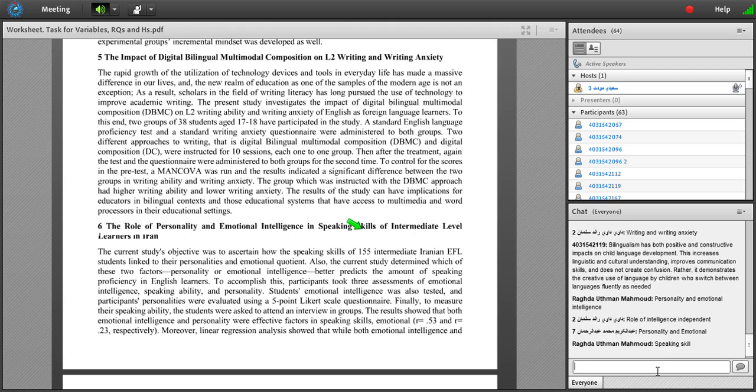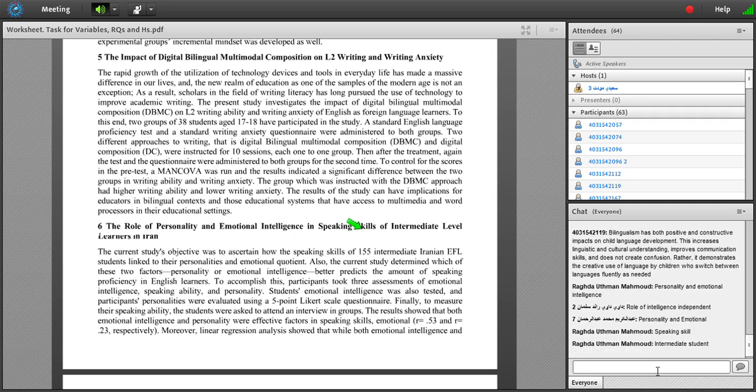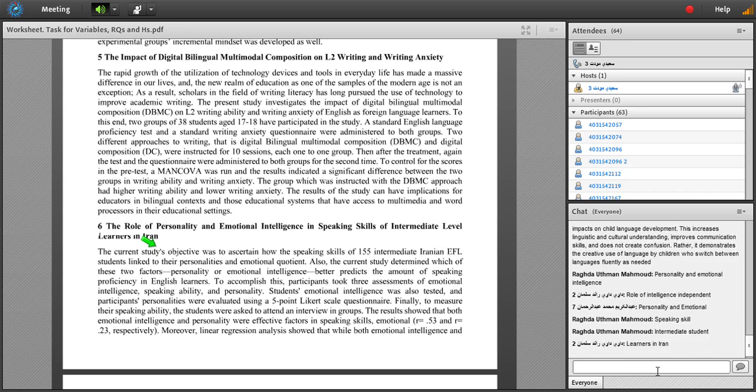That's right. Speaking skill is the dependent. Good. So, what about the control variables? Can you see control variables here? That's right. Great. So when we have intermediate level learners in Iran, it means that my students that participate in this research would be intermediate level, not advanced, not elementary, not beginner, and they would be in Iran, not in any other country. So the context is controlled. The proficiency level is controlled.